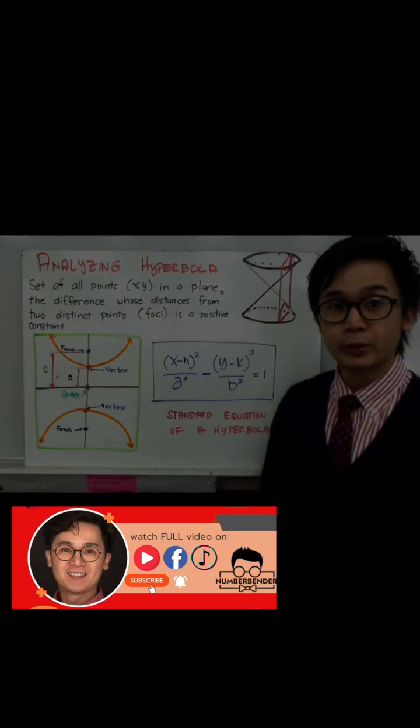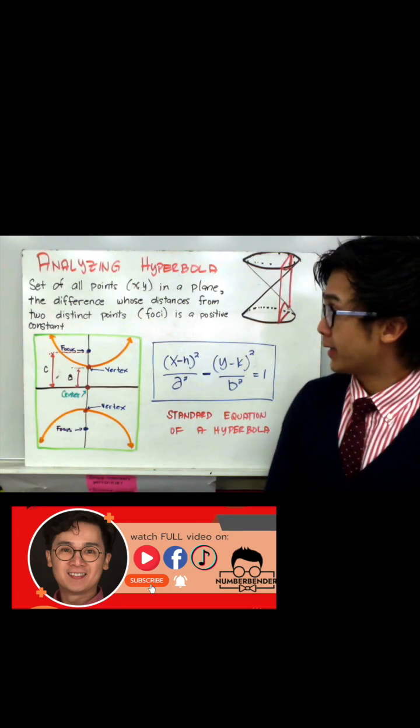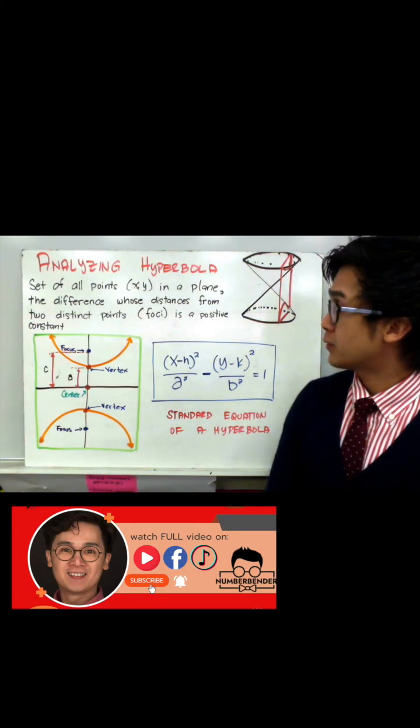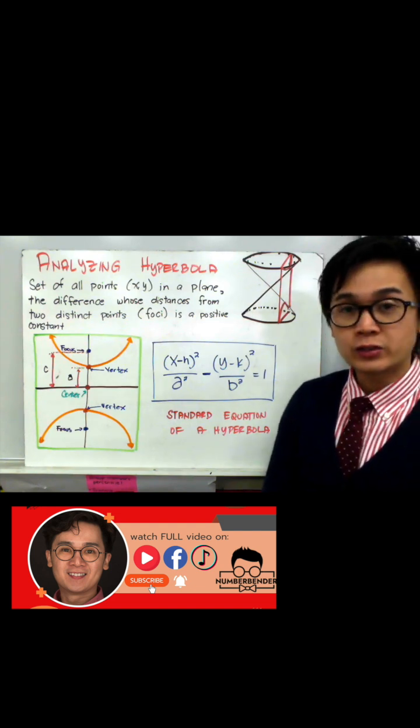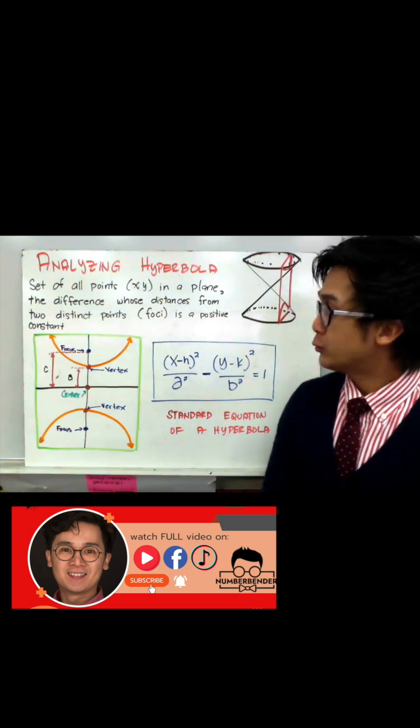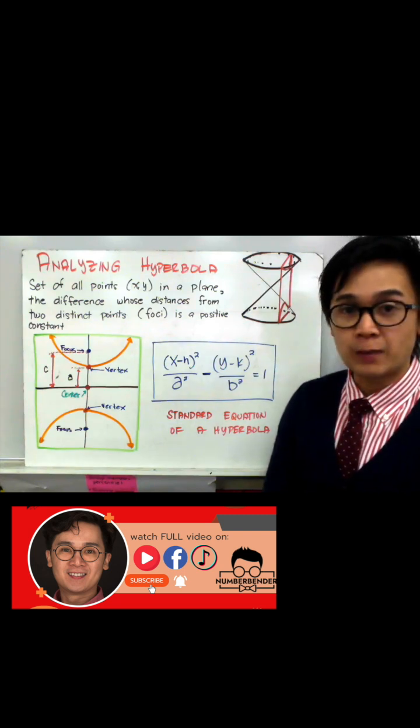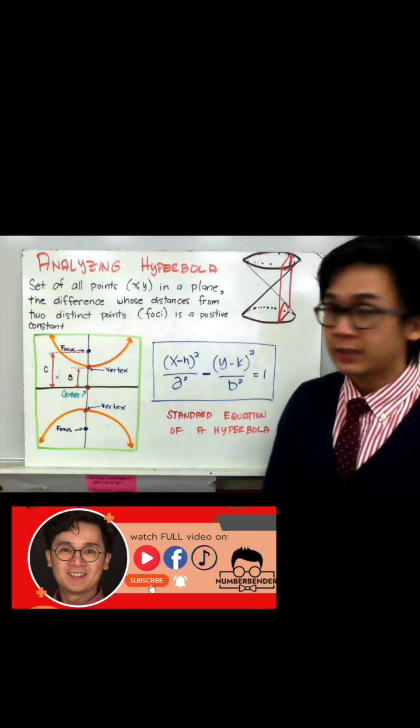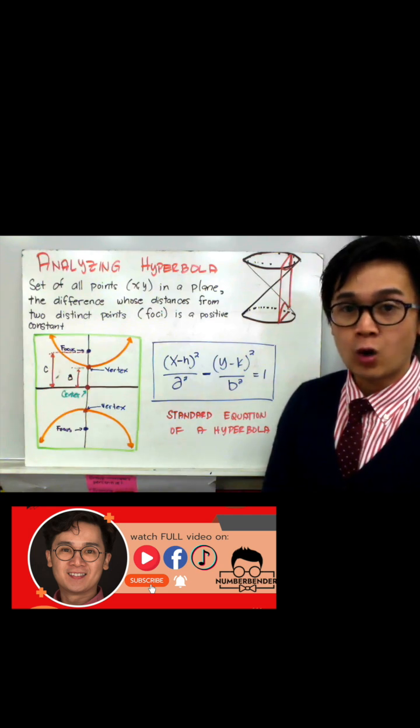By definition, a hyperbola is a set of all points in a plane where the difference of distances from two distinct points called the foci is a positive constant. Now, just like any other conic section, we have two sets of formula or two sets of visuals for a hyperbola: one that is opening vertically and the other one that is opening horizontally.